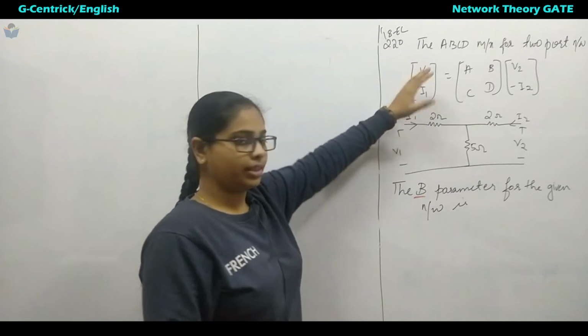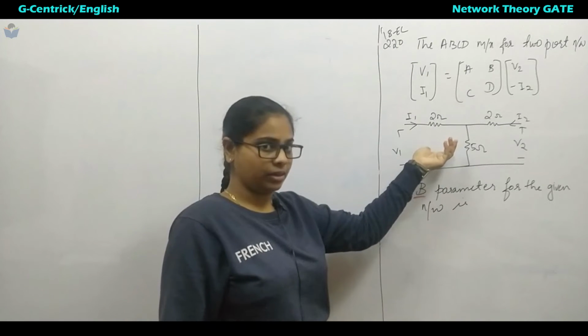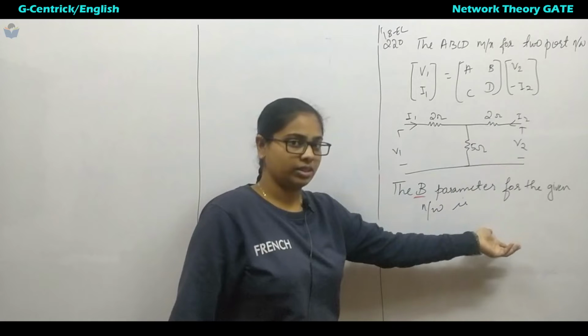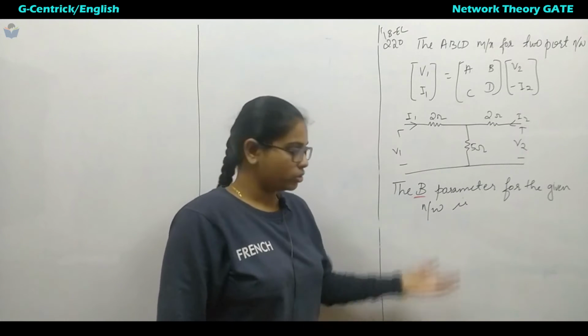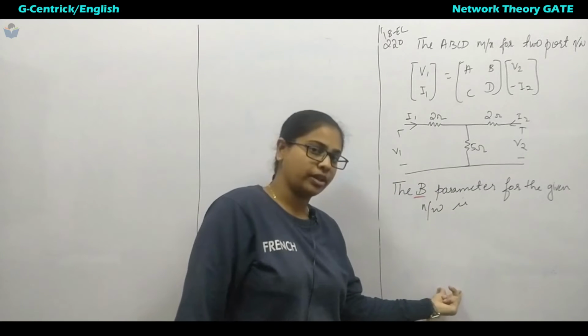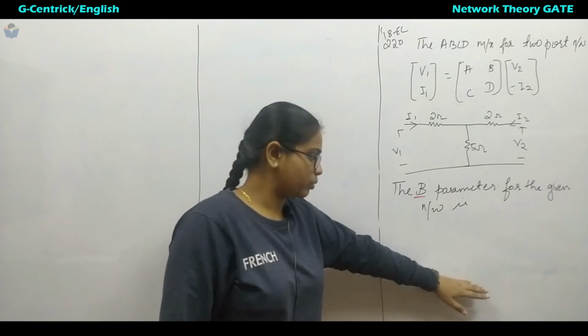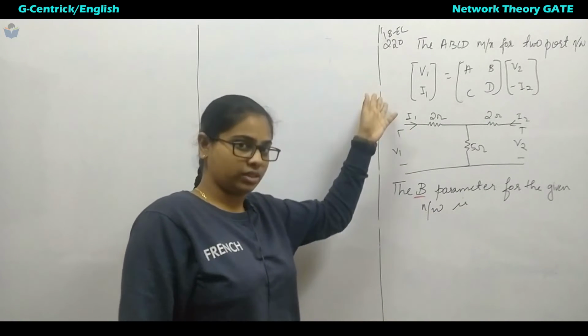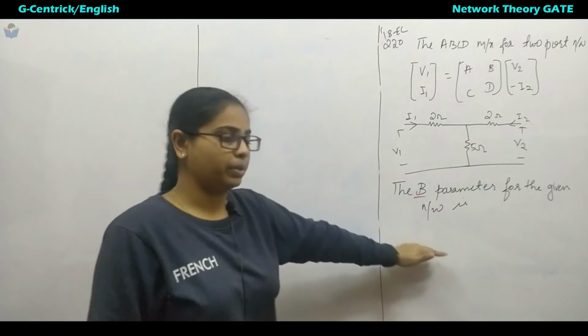Okay, you can take the equations, convert them to Z parameters, then convert to ABCD parameters, and you will get the B parameter. In that process, first you have to find the second equation, then put the second equation into the Z parameters' first equation. Then you will get the B parameter.